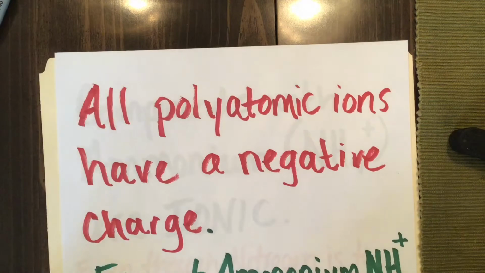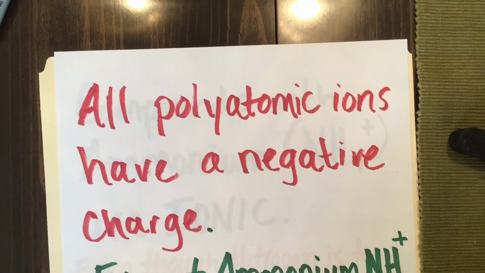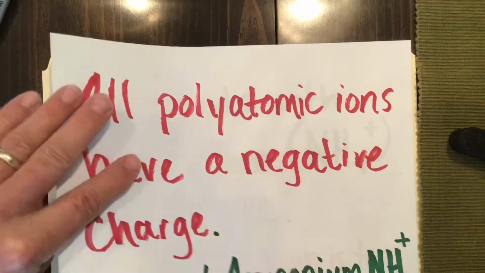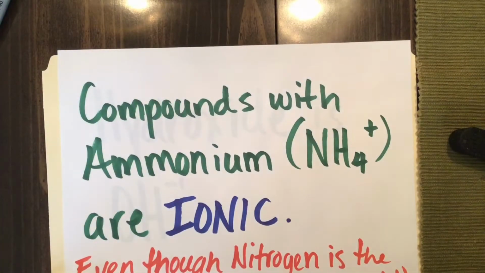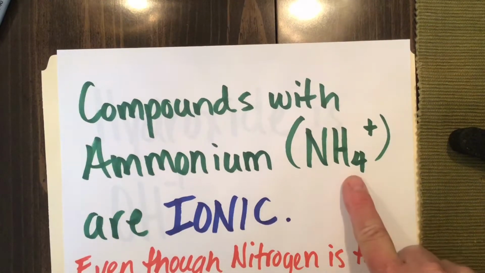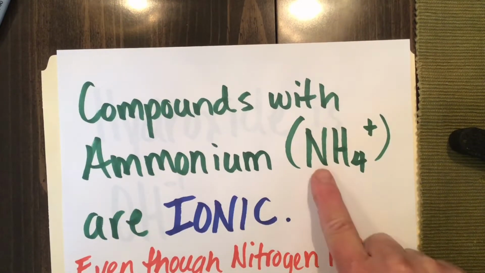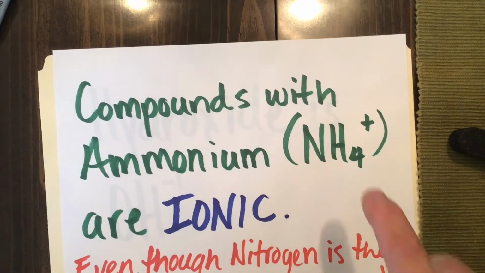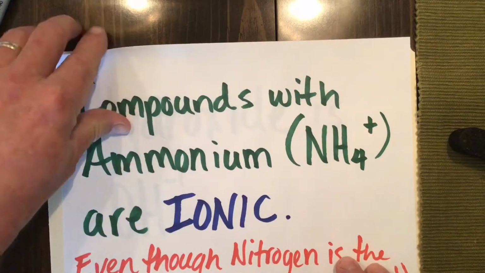Now, ammonium, NH4, is one of the few positively charged polyatomic ions, which kind of brings us to, you remember we said, is it ionic or covalent? And I said, well, if it starts with a metal, it is ionic. That's true. But if it starts with a non-metal, then it's covalent, unless it starts with ammonium. The first element in ammonium is nitrogen. So even though nitrogen is the first element and it's a non-metal, if it starts with ammonium, it is an ionic compound.